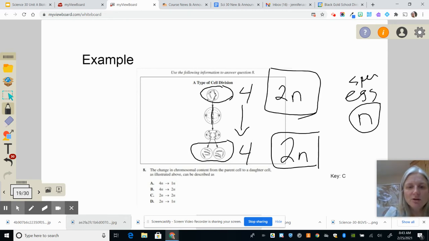All right, so don't let the 4N confuse you. That means nothing. All right, it's either 2N or N. So, and these cells are going from 2N to 2N. So diploid to diploid. So C is your answer in this case.